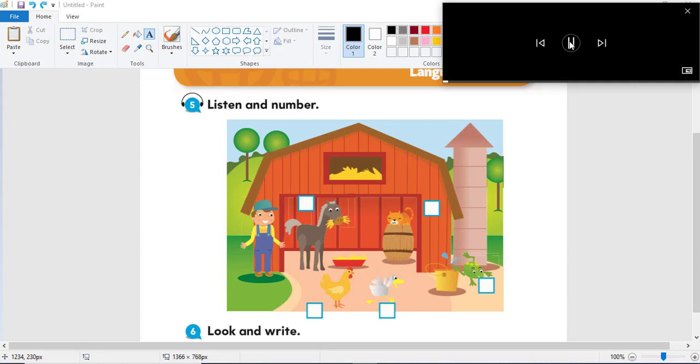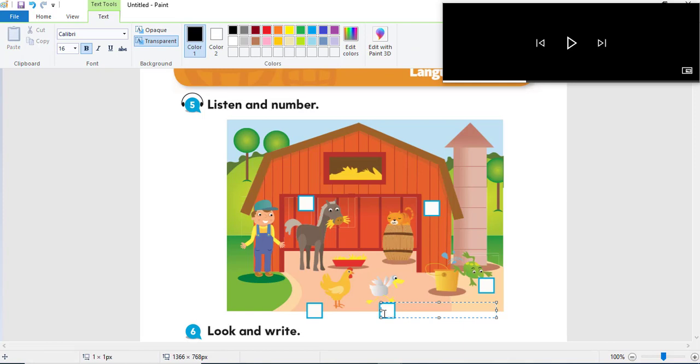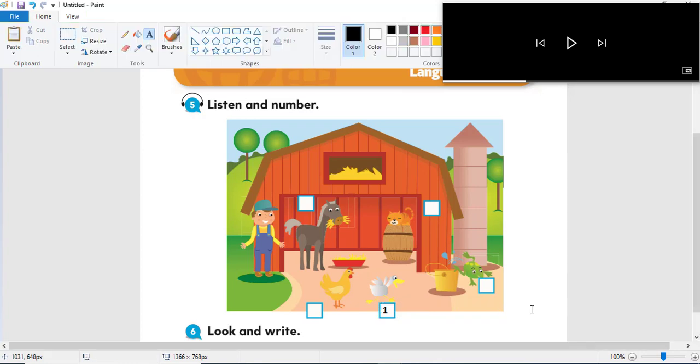Activity Book, Unit 6, page 61. Activity 5. Listen and number. 1, What's the duck doing? It's running. Yes. What's the duck doing? It's running. So, let's write number 1 here. Great. Next.